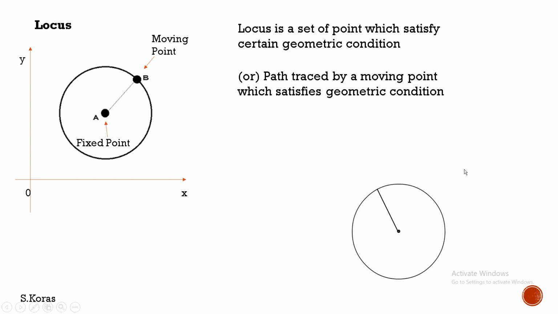Here, if you see this animation, this is your center. This is a fixed point, and the tip is the moving point. Tip is the moving point. So if we do like this, we can get a circle. So locus is nothing but the path traced by a moving point under some particular geometric condition. Let us see one more locus.